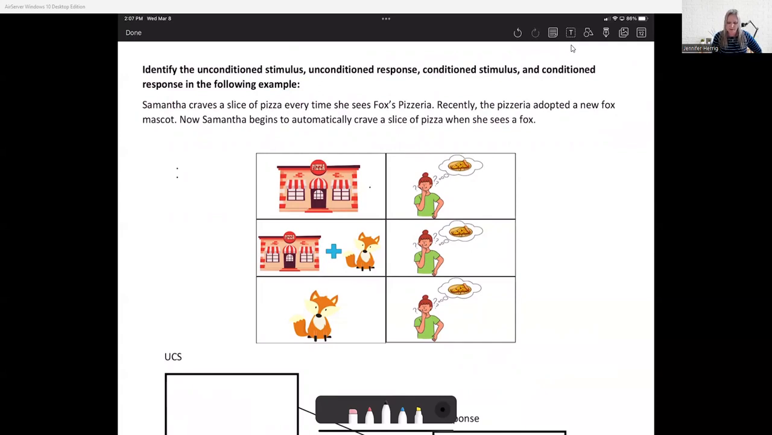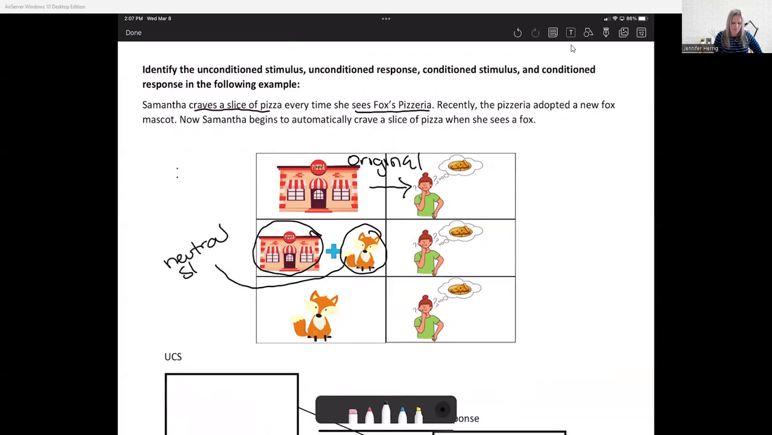And we can see originally our cue for Samantha to crave pizza was the pizzeria. So this is our original. And we can see that back here. She's craving a slice of pizza every time she sees Fox's Pizzeria. And then our original cue is getting paired now with a new cue, the fox. And right now, this guy is going to be called a neutral stimulus. But the neutral stimulus will eventually become the conditioned stimulus. So this is our repeated pairing that we talked about.